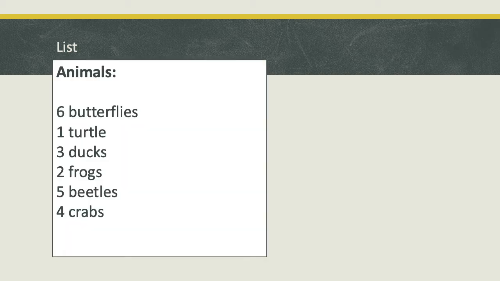Now that we have seen the video and saw all the animals, if we were to write down a list, it would look like this. So you would have your 6 next to butterflies, 1 next to turtles, 3 ducks, 2 frogs, 5 beetles or ladybugs, and 4 crabs. So that is how we make lists. We observe, look at a picture, and write down the information we see.